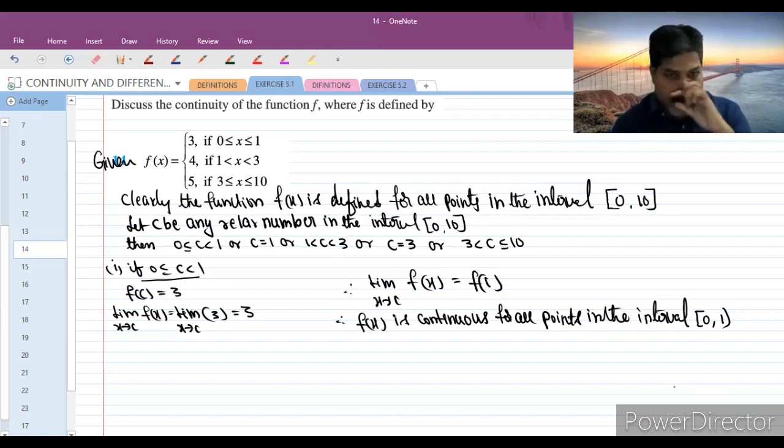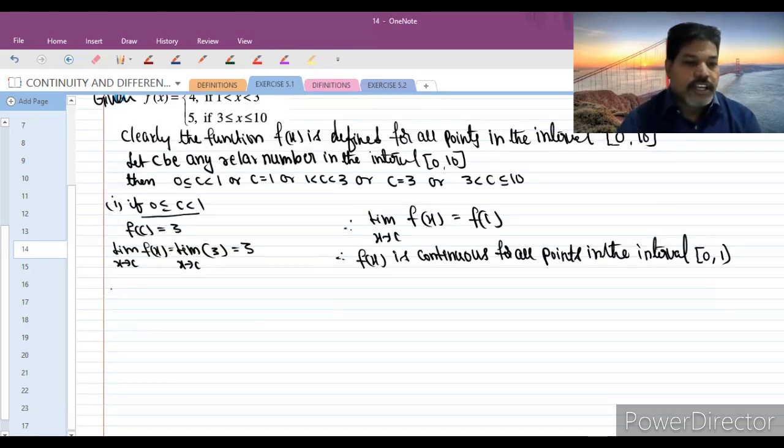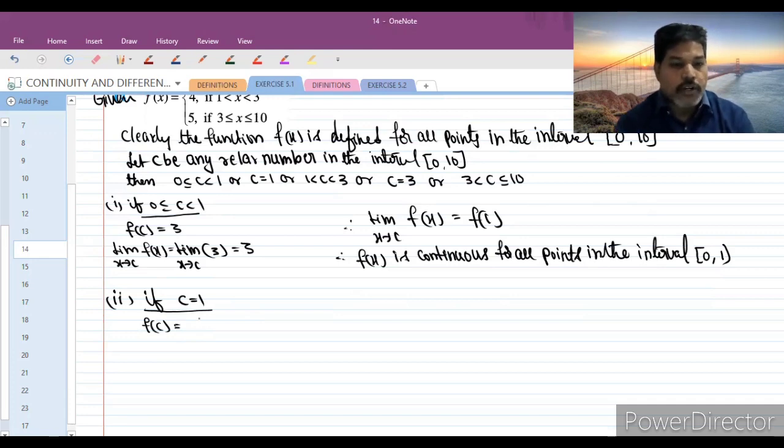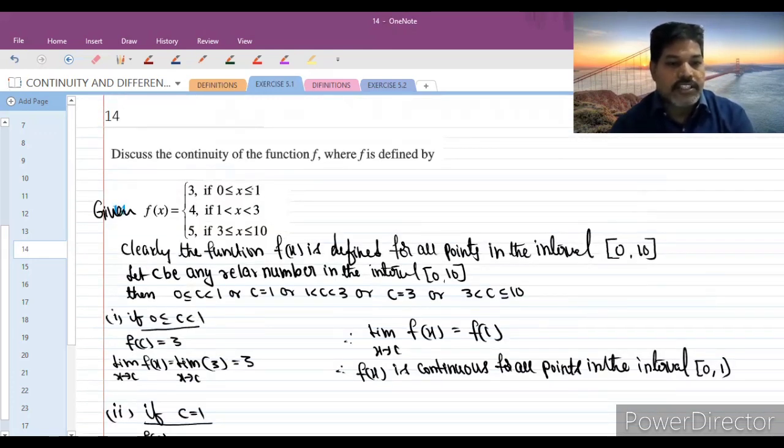So see the second case. What is case 2, students? If c is equal to 1, already you know how to prove this. If c is equal to 1, first you have to take f of c. f of c is equal to, if c is less than or equal to 1, meaning c is equal to 1, the f of c value will be 3 only.